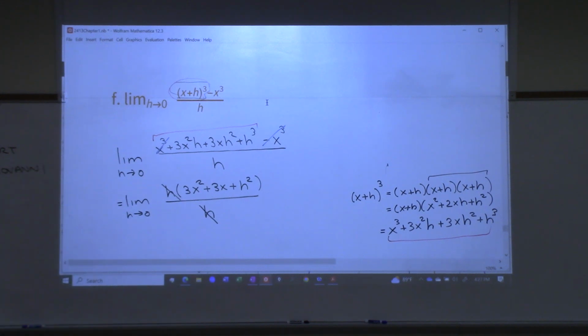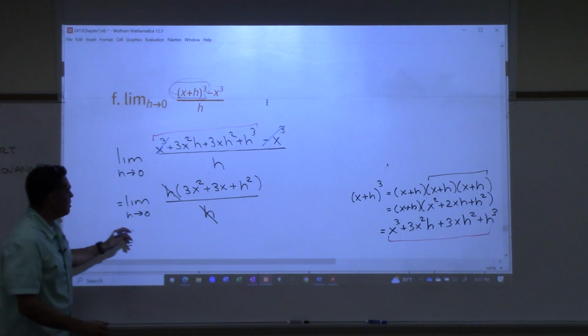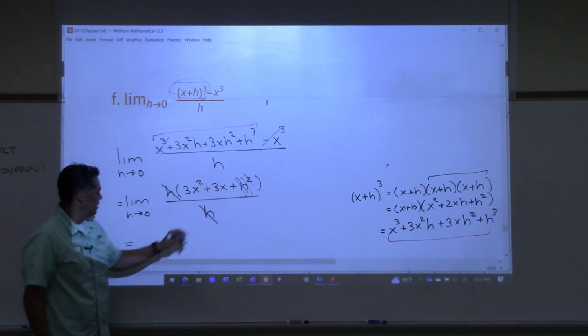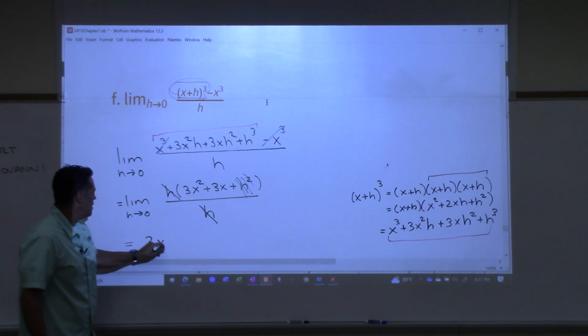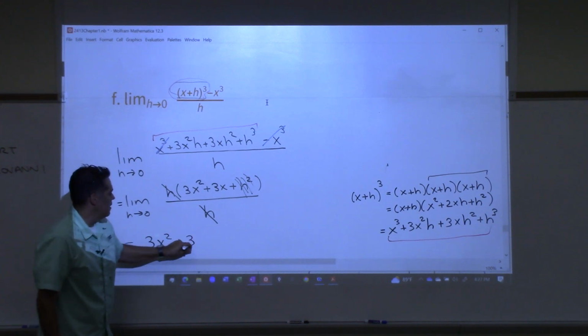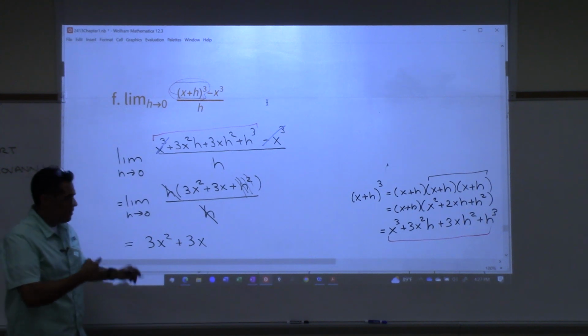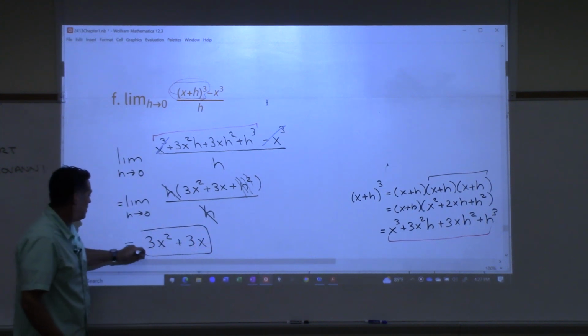Can I now let h go to 0? Yeah, I can let h go to 0, and it kills that off, doesn't it? And all that's left is this right here. This is the first time we got an answer that has a variable in it, right? Every other time we've done a limit, we've got a numerical answer, haven't we? This one actually is a variable expression, but that's our answer.